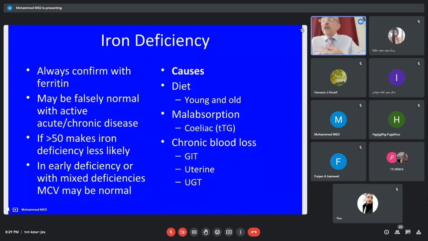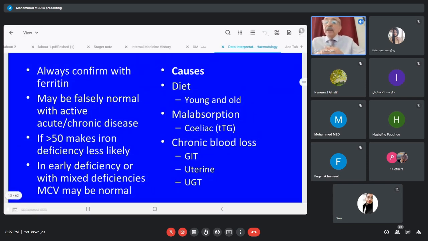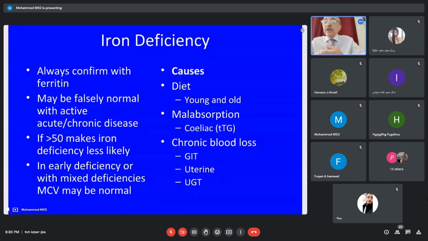Acute phase reaction means that the ferritin is high because of the inflammation, not because it's actually high. Actually, it's low because of iron deficiency, but the inflammatory process causes an increase. If the ferritin is more than 50, then iron deficiency is less likely. In early deficiency or with mixed deficiencies, the MCV may be normal.